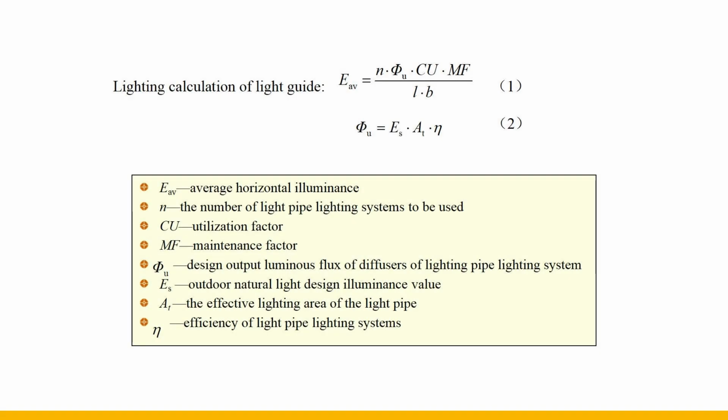The calculation principle of the light pipe lighting system is also the lumen method, which is similar to the top lighting. When using a light guide lighting system, the uniformity requirement can be met when the distance between adjacent diffusers is not greater than 1.5 times the height from the reference plane to the lower edge of the diffuser. The average lumen output of the system and the corresponding utilization factor need to be considered when calculating in sunny conditions.